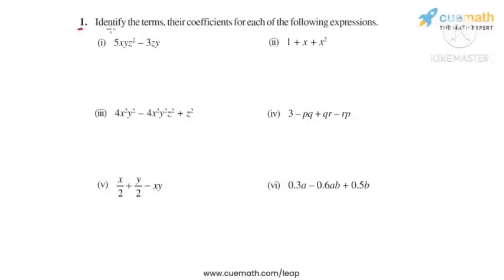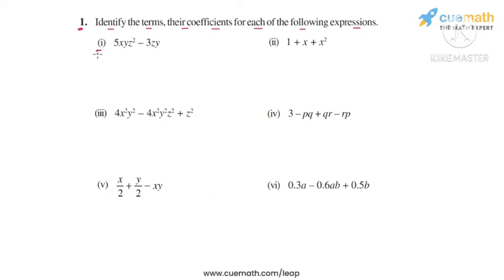Question 1 says identify the terms and their coefficients for each of the following expressions. So we have these 6 expressions that you see here, and for each expression we have to identify the terms in that expression, the parts that make up that expression, and we also have to identify the coefficient of each term. So let's start with the first part.